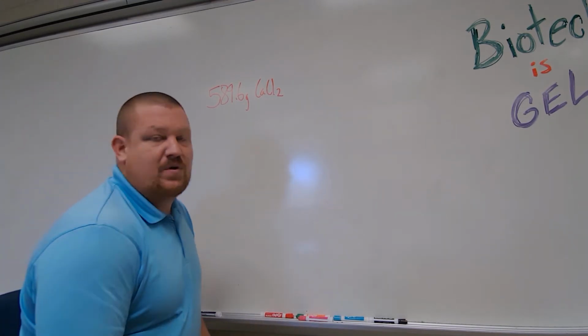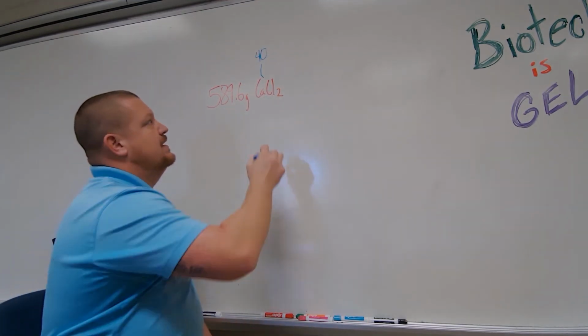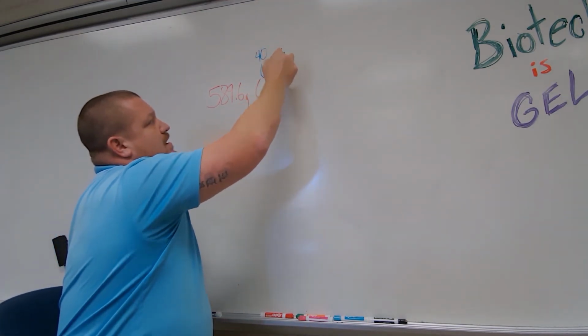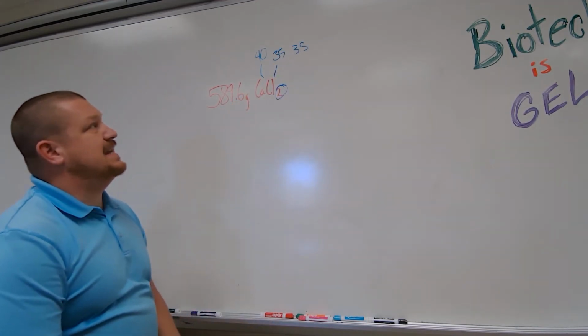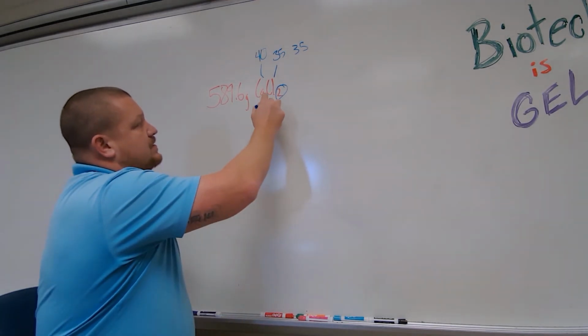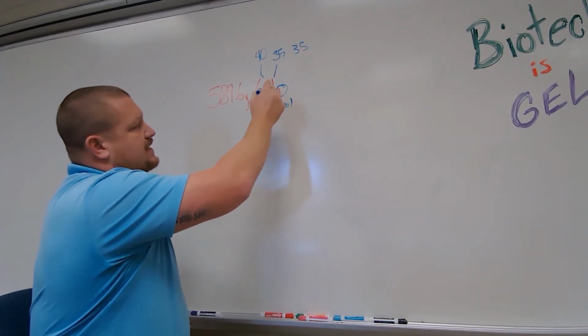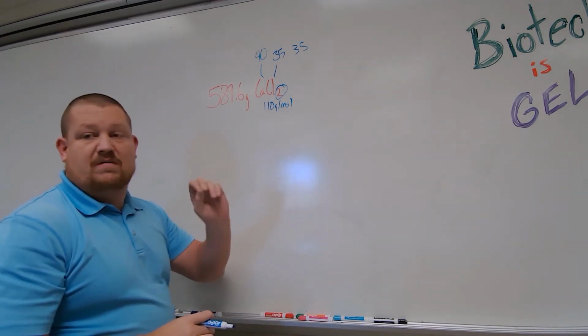Ca is 40. Molar mass of Ca is 40. The molar mass of Cl is 35. There are 2 of them. Okay, so the molar mass of CaCl2 is 110 for CaCl2. So I can do 110 grams over mole or 1 mole over 110 grams.